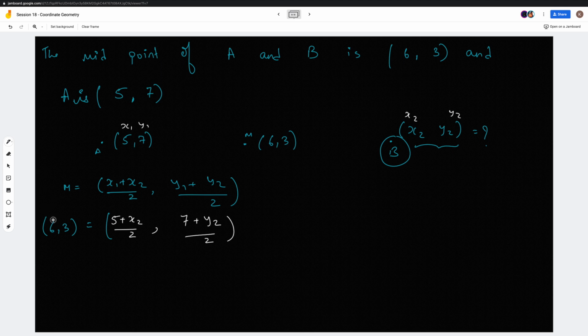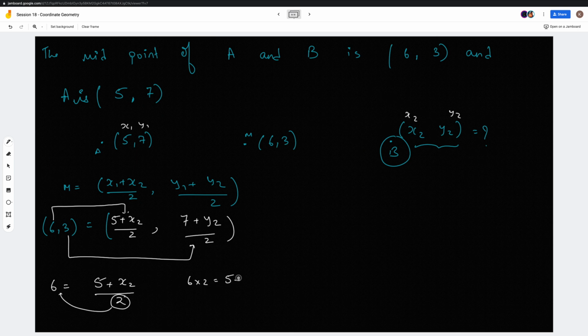So now you need to relate the x terms with x and y terms with y. That means you're going to get two equations over here. 6 is equal to 5 plus x2 divided by 2. Last year when we were learning about LHS and RHS, left hand side and right hand side, I told you that if something is dividing, when it goes to the other side it becomes multiplication. So 6 times 2 is 12, equal to 5 plus x2. When you have no sign, that means it is positive. When plus 5 goes to the other side, it becomes minus 5. So 12 minus 5 is 7, that is equal to x2.